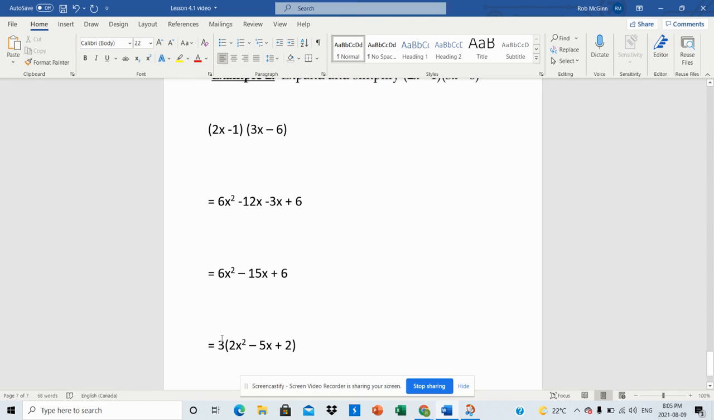Once again, the distributive law would say we would have to multiply 3 by all three of these terms, and that would give us back to our previous line, 6x squared minus 15x plus 6. So we've just common factored 3 out.